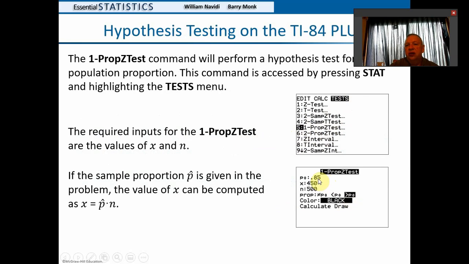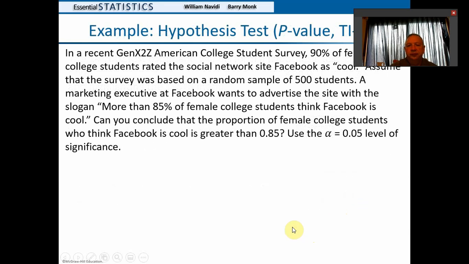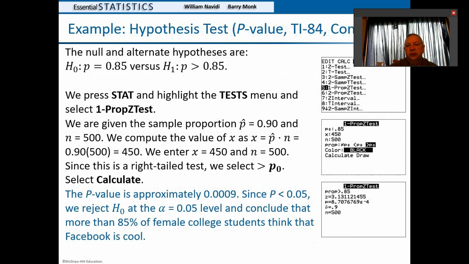Enter all the values. Here's our P0. X was 450 out of the 500. We want to do a greater than P0 test. This is our statement that we wanted, our right tail test. And then we just do the calculations. And our result would be that our P value is 8.7 e to the negative 4.